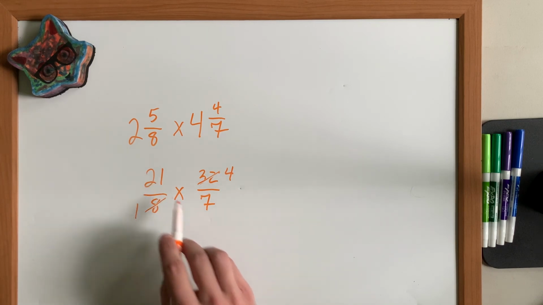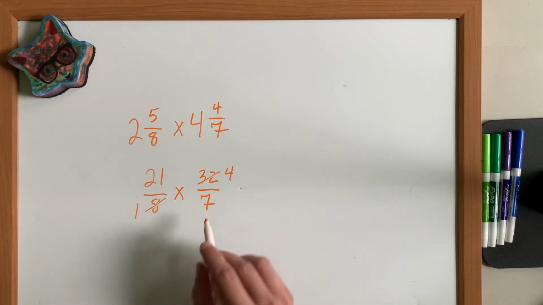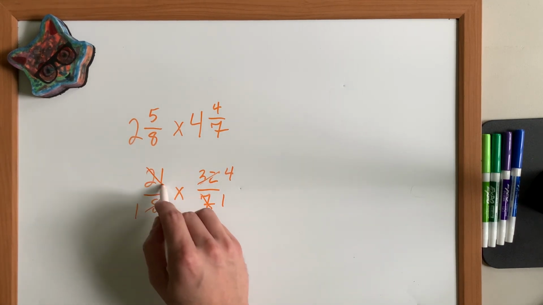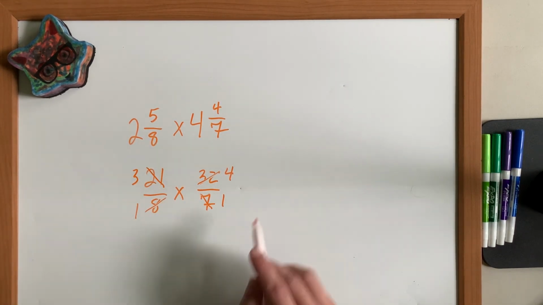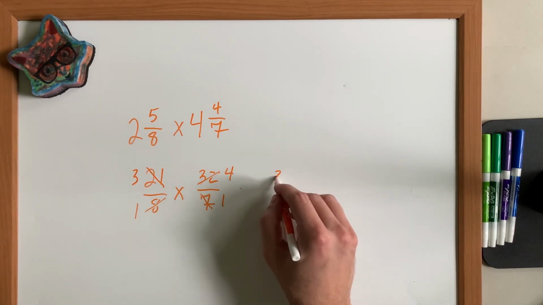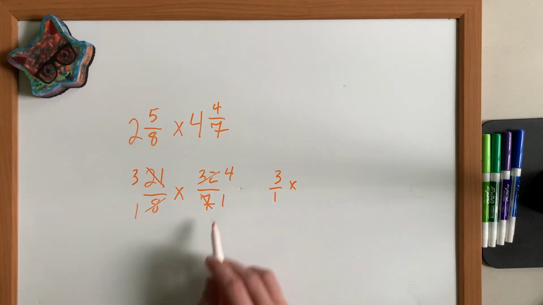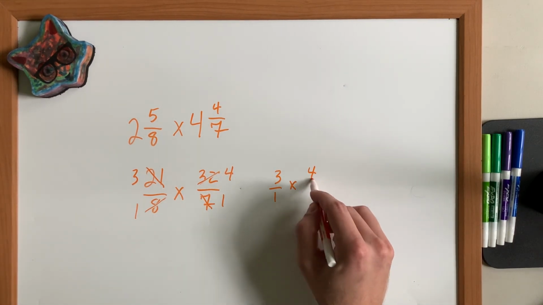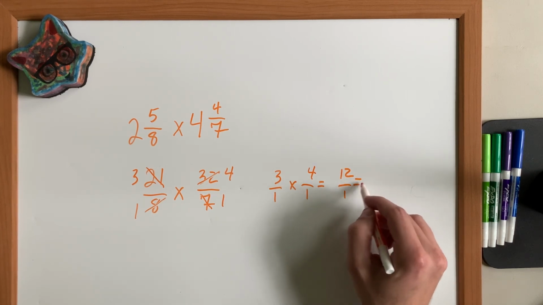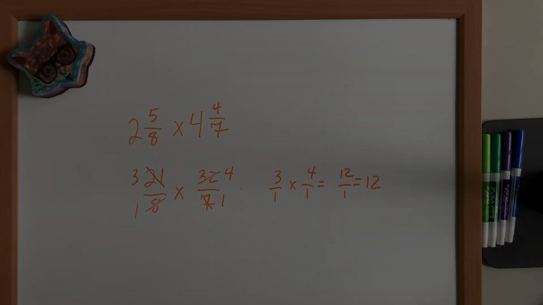21 and 7 have common factors of 7. 7 divided by 7 is 1, and 21 divided by 7 is 3. Now I'm going to rewrite the new fractions that I have. 3/1 times 4/1. And the answer to this problem is just 12. So today we saw how we can do some of the reduction of fractions early by canceling diagonally instead of waiting till the end.